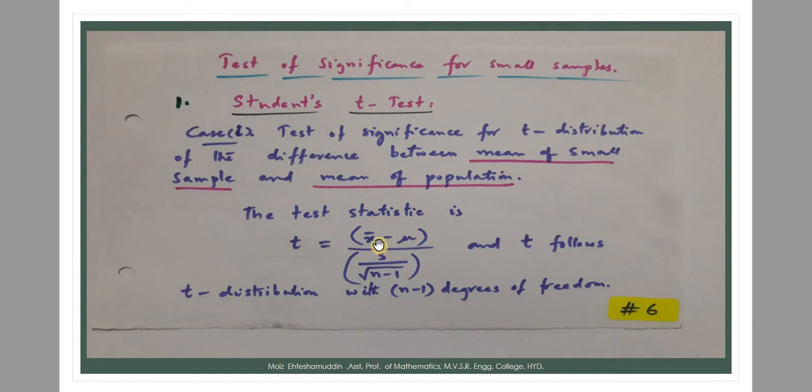X bar is the mean of the sample, mu is the mean of the population, s is the standard deviation of the sample, n is the number of items in the sample. And this particular t is a random variable satisfying the t distribution with n minus 1 degrees of freedom. This is to be used when we look at the tables.